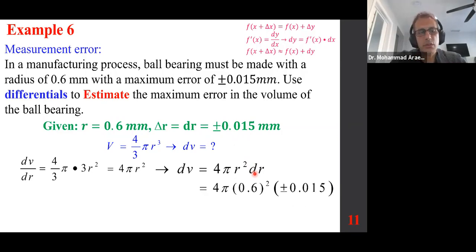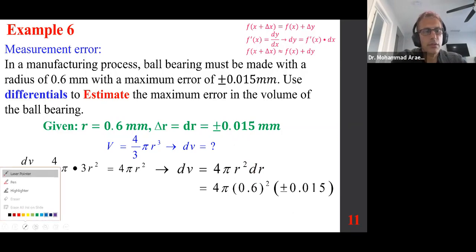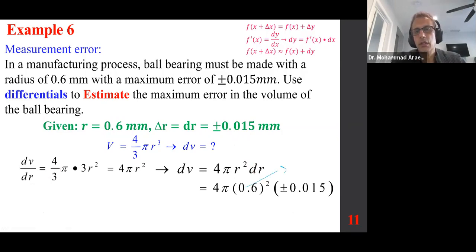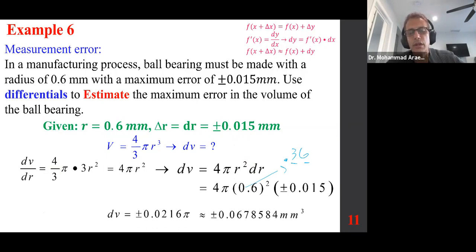By the way, just to let you know how this is done, this is 0.6. 6 times 6 is 36. 1 decimal, so it creates 2 decimals: 0.36, because you're squaring. So you multiply those numbers. Here it is with pi. Here it is if you approximate pi as 3.14159. So that's the dv using the differentials.